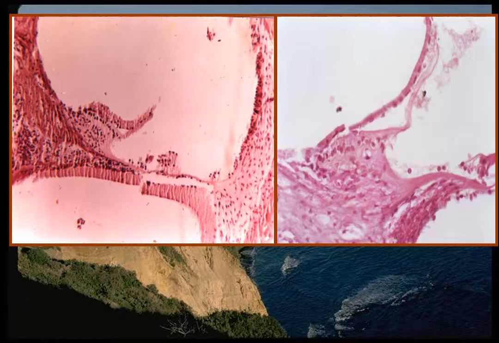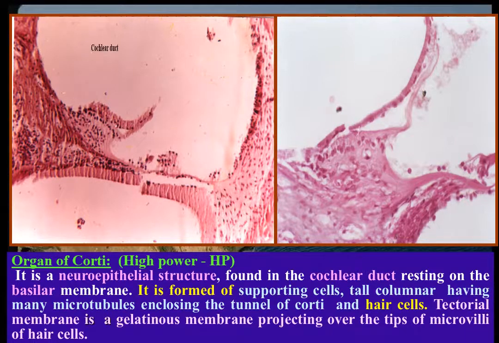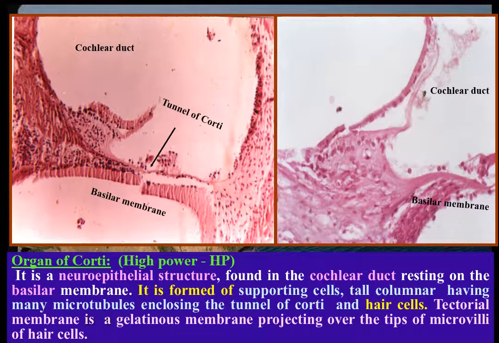Organ of Corti by high power. It is a neuroepithelial structure found in the cochlear duct, resting on the basilar membrane. It is formed of supporting cells, tall columnar, having many microtubules enclosing the tunnel of Corti, and hair cells. Tectorial membrane is a gelatinous membrane projecting over the tips of microvilli of hair cells.